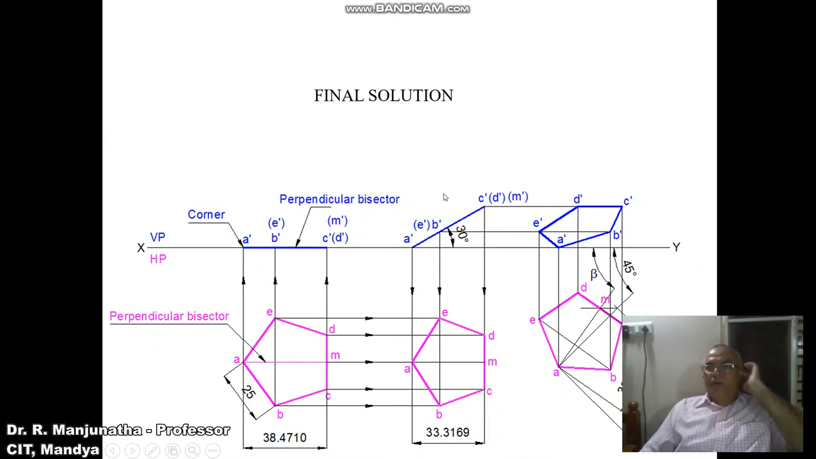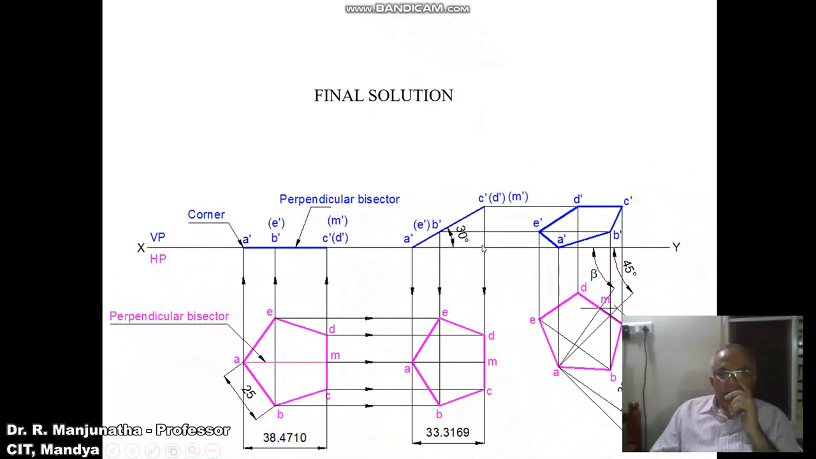Now we have to draw the top view. To draw the top view, draw a vertical projector from A dash to the top view, and draw a horizontal projector from A. These two will intersect at this point, which you mark as A. Then draw a vertical projector from B dash and E dash, and draw a horizontal projector from B and E. Both of these will intersect at these points, and you mark them as B and E.